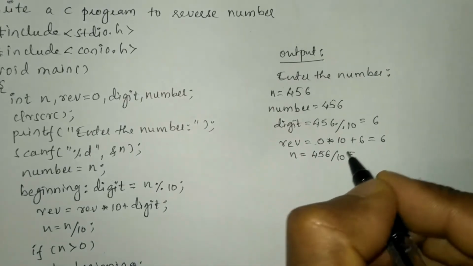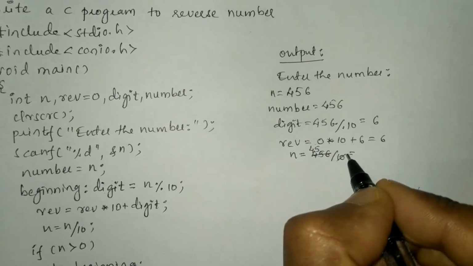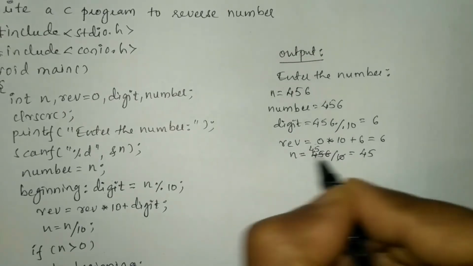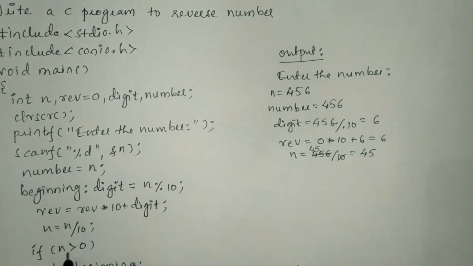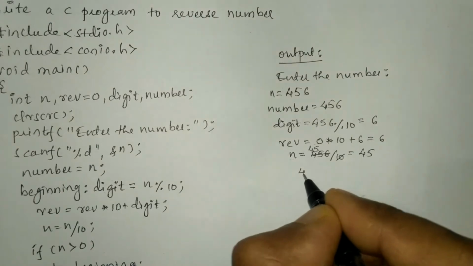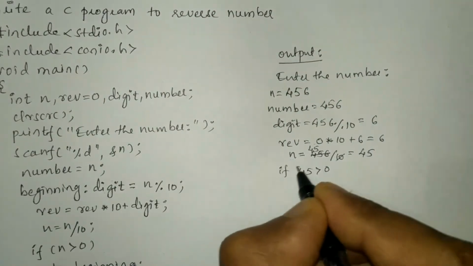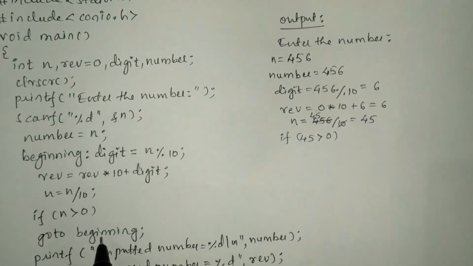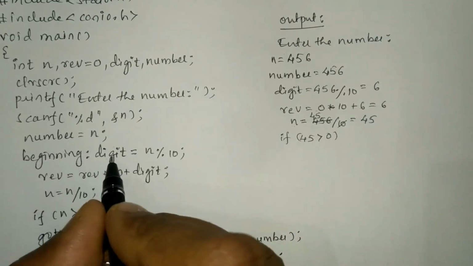So this gives us the quotient. 10 ones are 10, 45 are 450, and 45 will be stored in n. So now we are going to check this condition. If n is greater than 0, so 45 is greater than 0. Hence, the condition is true. Once the condition is true, this go to beginning will make the control jump to this label beginning.